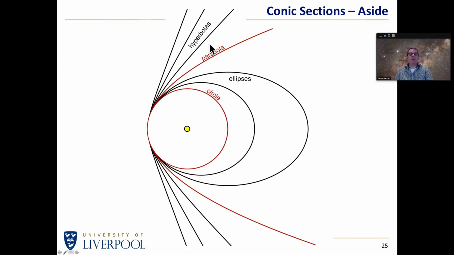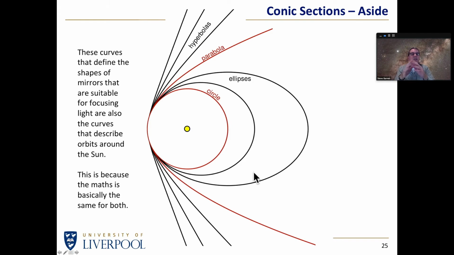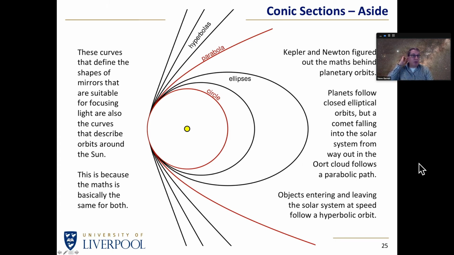And as well as all of these being rather important in terms of the design of telescopes, as an aside, we might also realise that, of course, the curves that define the shapes that are good for mirrors are also the curves that describe orbits around the Sun, where the Sun is at one of the foci that we've been talking about. The reason for that is simply because the maths of shapes that reflect light and the maths of how objects move around the Sun is essentially the same type of maths, and it gives us the same conic sections as solutions. So Kepler worked out that the planets go around the Sun in ellipses, and the Sun is at one of those foci.